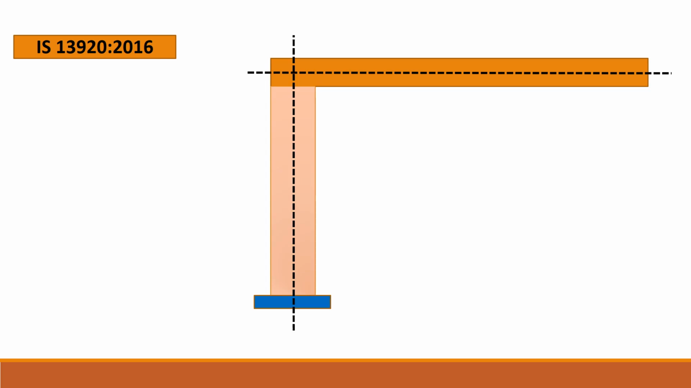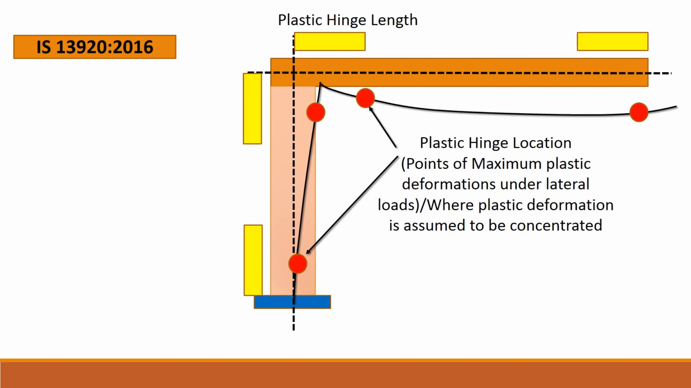As per the detailing given in IS 13920-2016, now if a column-beam joint is given to you, what we come to know is that under the action of lateral forces, there is a zone along which the plastic deformations are maximum, and the plastic deformations could be considered to be concentrated under those zones. That zone would be the location of the plastic hinge.